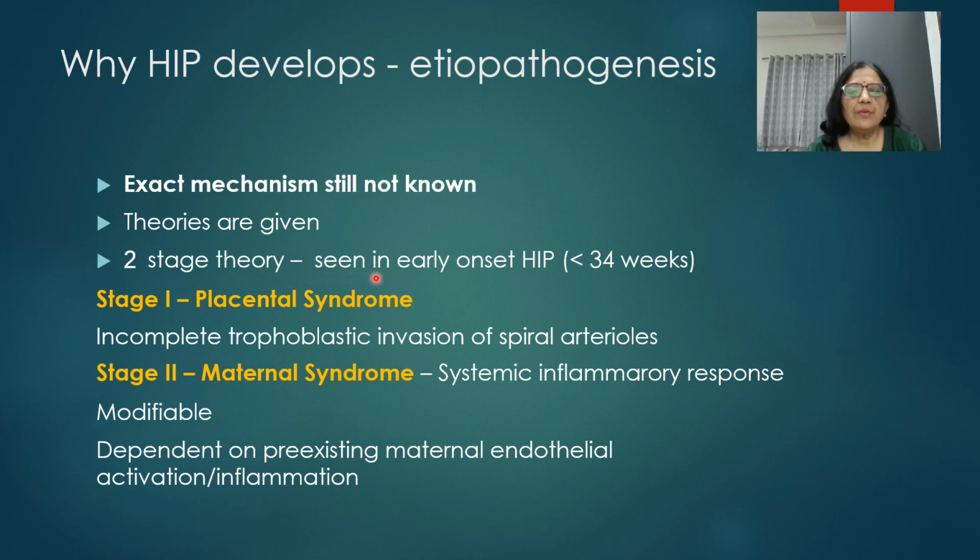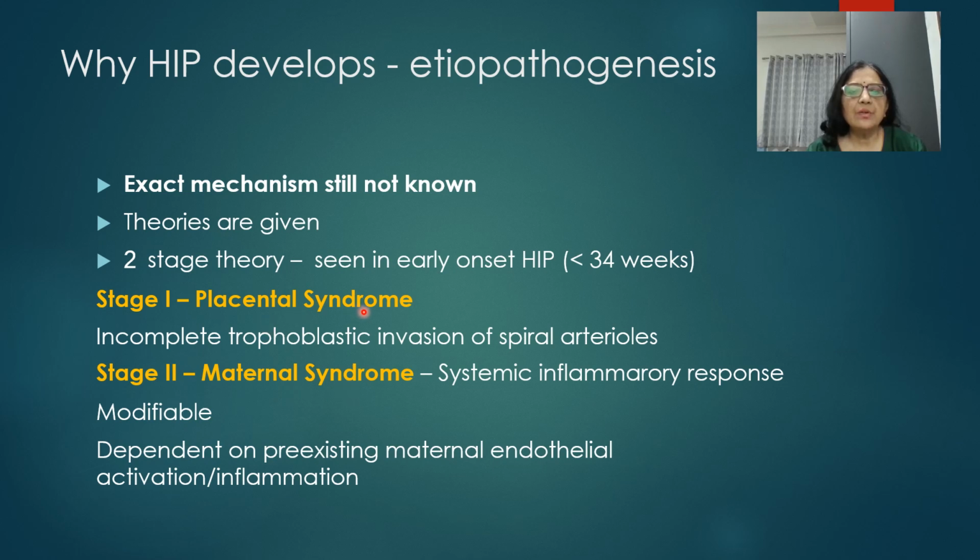It is especially relevant whenever there is early onset hypertension in pregnancy. Early onset is whenever the hypertension in pregnancy develops before 34 weeks of pregnancy. Now, in this two-stage theory, there are two stages, stage 1 and stage 2. Stage 1 is placental syndrome and stage 2 is maternal syndrome.